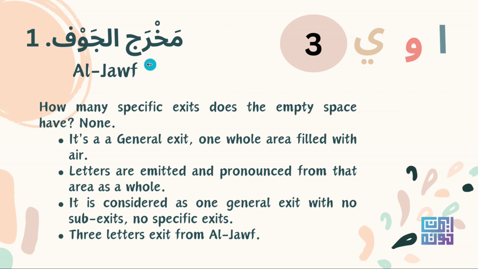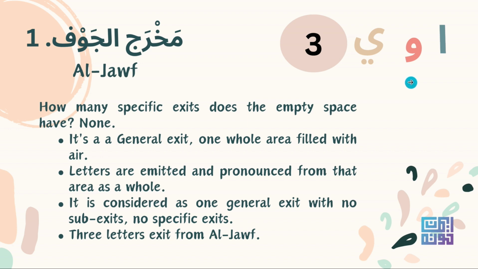So Makhraj al-Jawf has three letters that exit from it, but it is not divided into any specific articulation points. It's just a general exit, one whole area filled with air. Okay, so can we say that the alif and the waw and the ya exit from this al-jawf? No, we can't say this. We can say the alif, yes, but the waw with the condition that we mentioned, and the ya also with the condition which we mentioned.